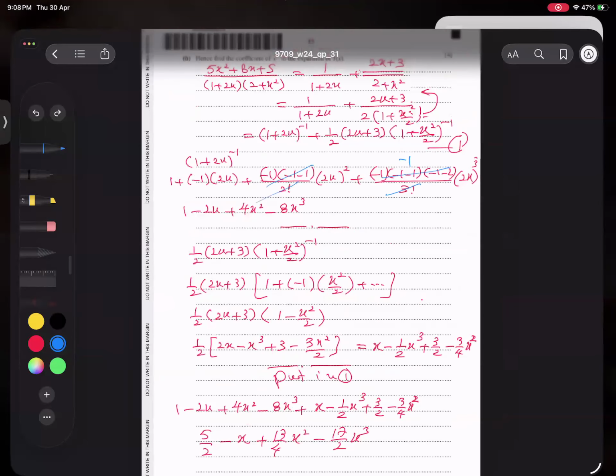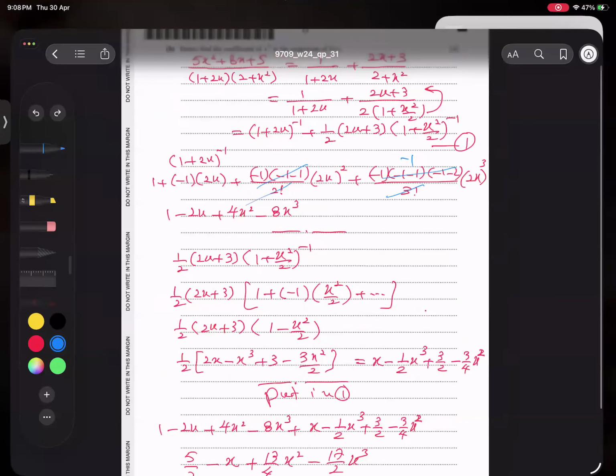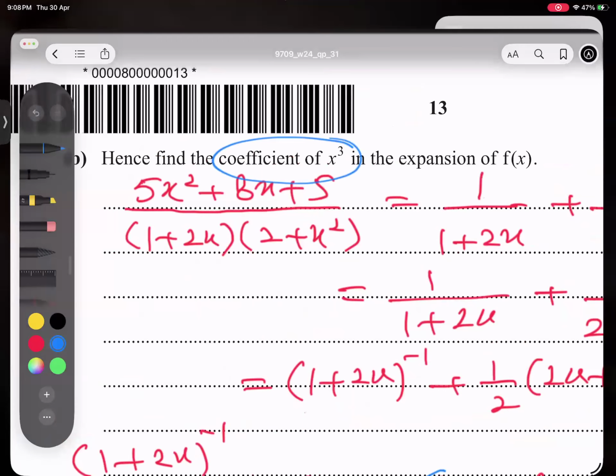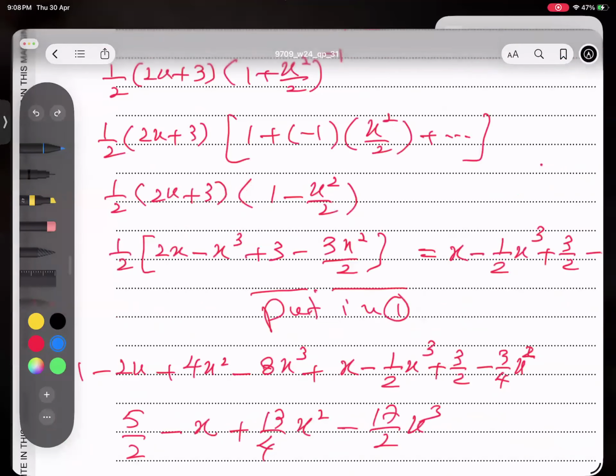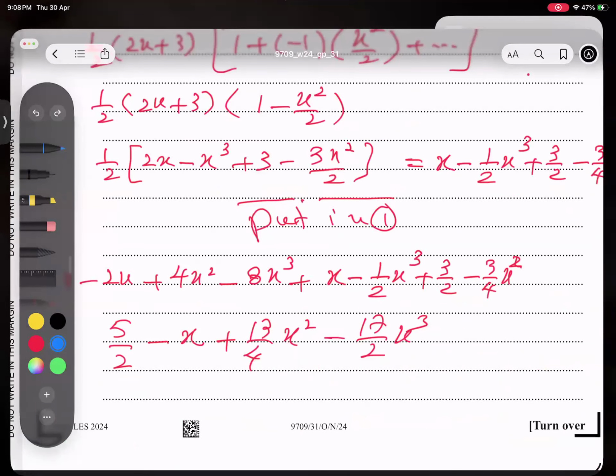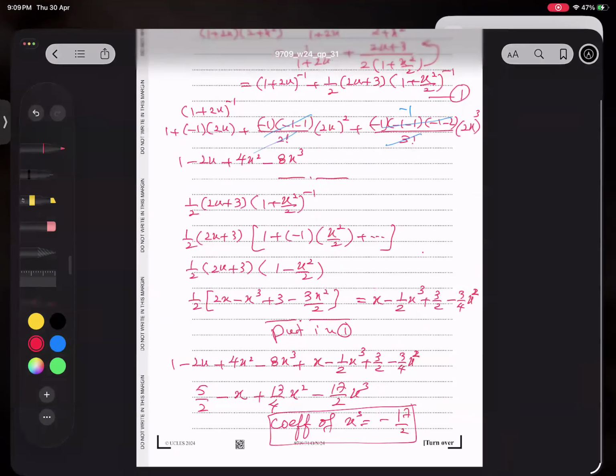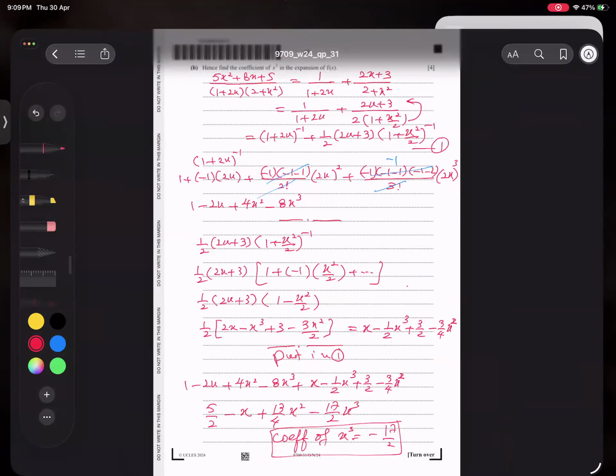Your student final is here, because we are looking for the x cube coefficient, and that is why we have to write only the x cube coefficient. So the coefficient of x cube is negative 17/2. And I hope the concept of the question is completely clear.